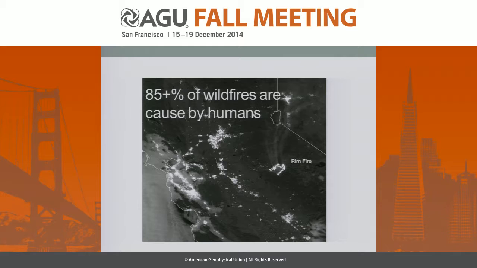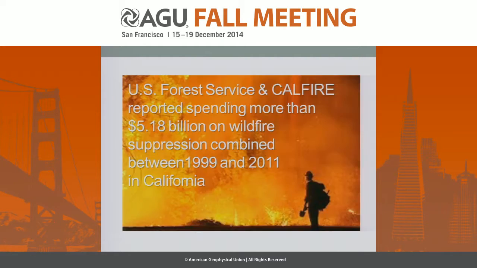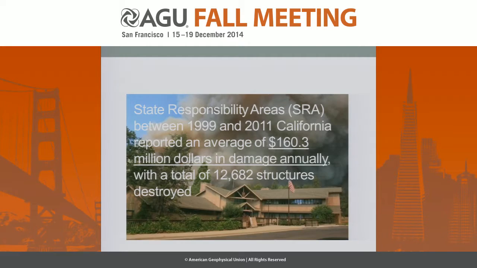So I think that first we should take a look at some of the challenges. In California, for large wildfires, about 85% of these are caused by humans. We see massive damages throughout the state. Between 1999 and 2011, about $5.2 billion was reported in fire suppression. There's also massive damage. Here they're reporting, in that same time period, $160 million in damage annually. So that works out to be about 13,000 structures.